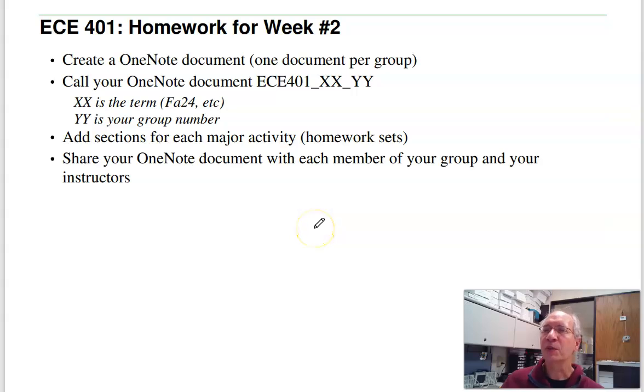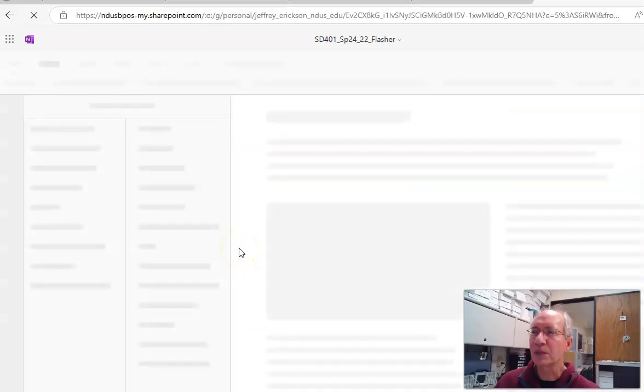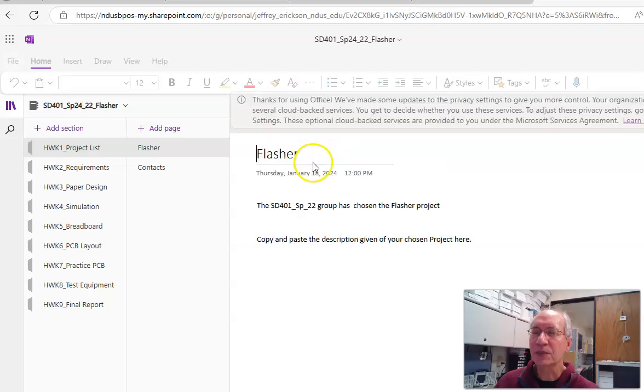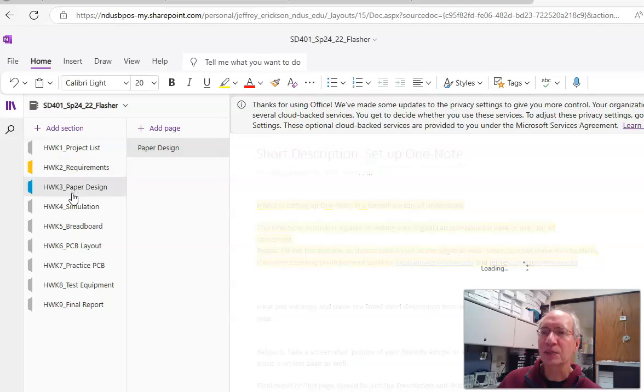Your homework assignment for week 2 is to create a OneNote document. Now if you go to Bison Academy, under week number 2, here's a sample OneNote document. If you open that up, this is kind of what OneNote looks like. What we'd like you to do is create a document, share it with the different members of your group, have the sections basically be the homework sets.